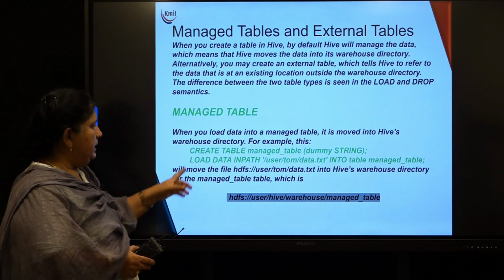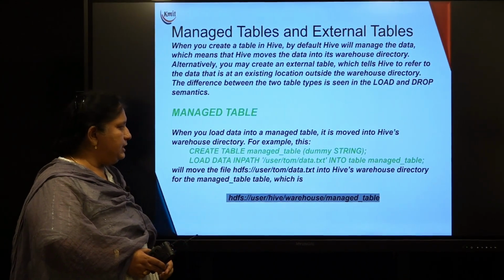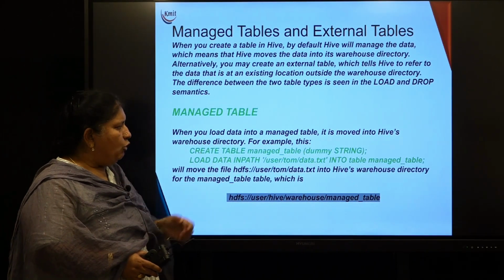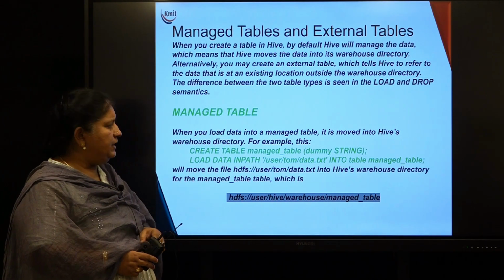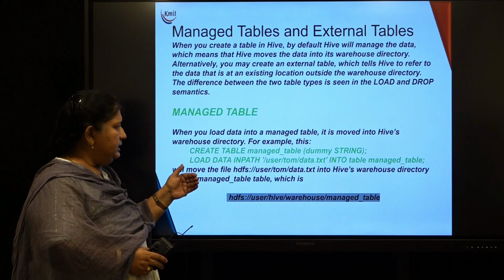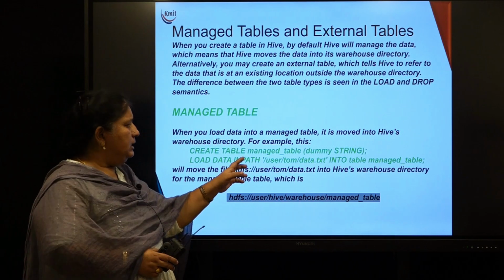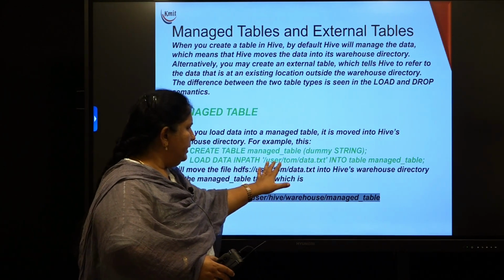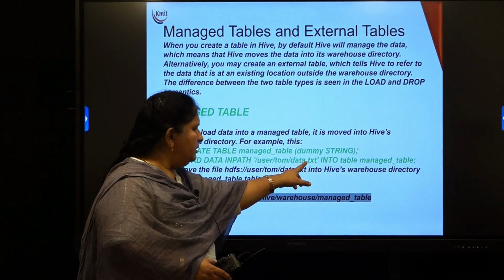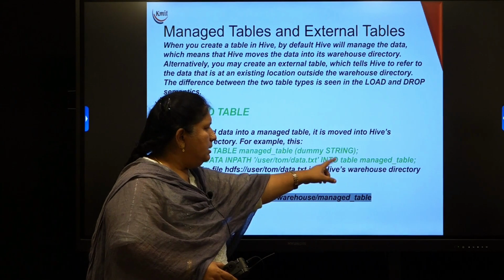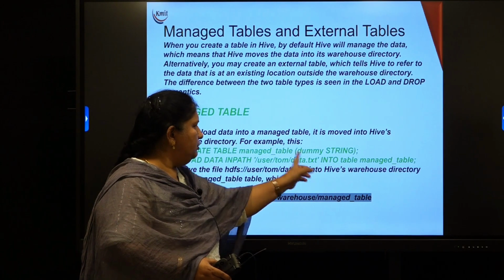What is the statement? Create table, managed table. What is the name of the table I am using? Managed underscore table. How many fields are there? A single field, dummy. And what is the data type of the field? String. After creating the table, what am I saying? Load data in path. Right now the file is in this folder under user, under Tom, under the file name data.txt, into table managed table. You are trying to load this file from this folder into this table.